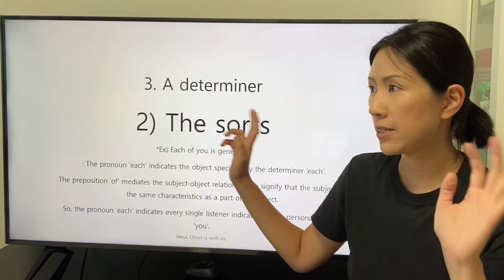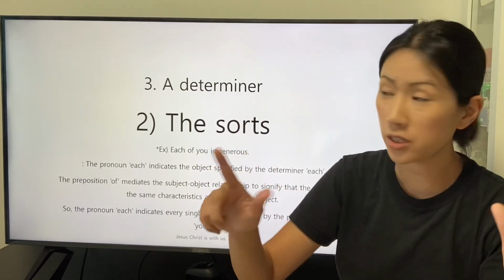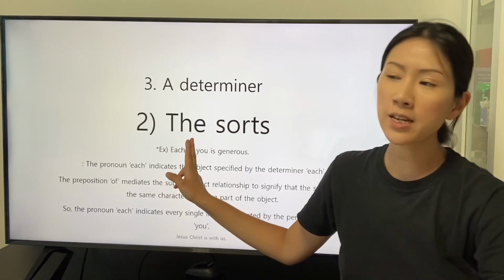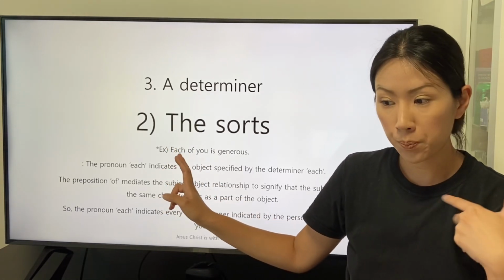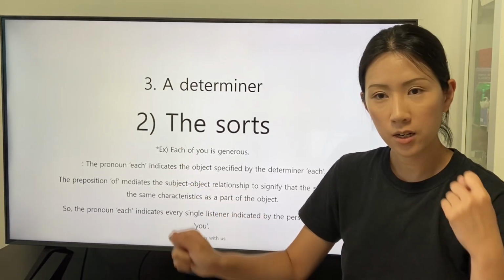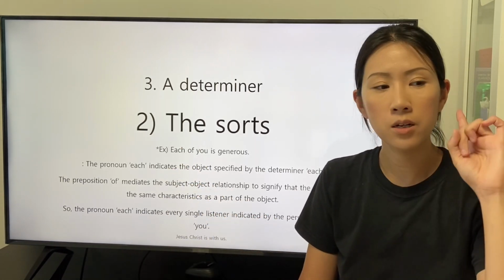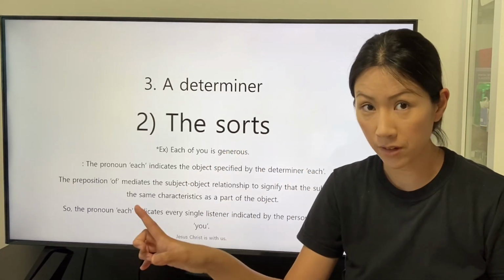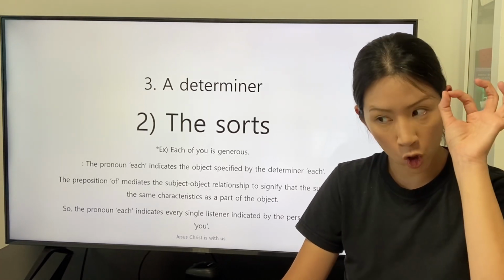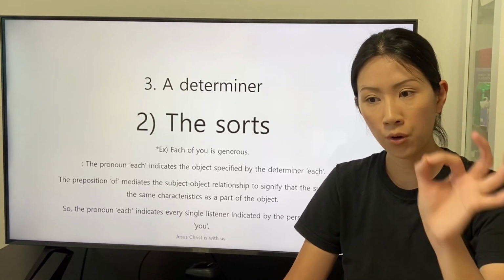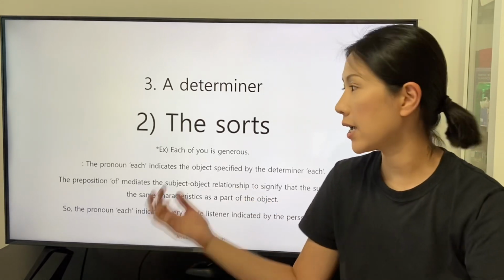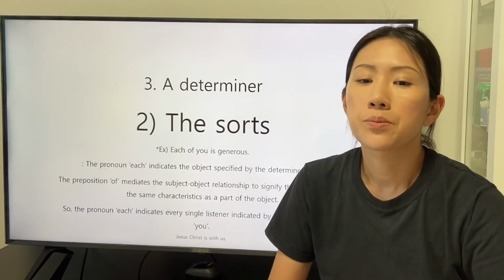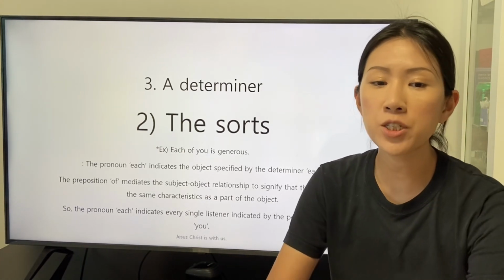For example, let's suppose that there are 7 listeners indicated by the personal pronoun you. We can understand that the pronoun each indicates listener 1 to listener 7 as a component of the group indicated by the personal pronoun you, the listeners, to be described by the be verb commonly.